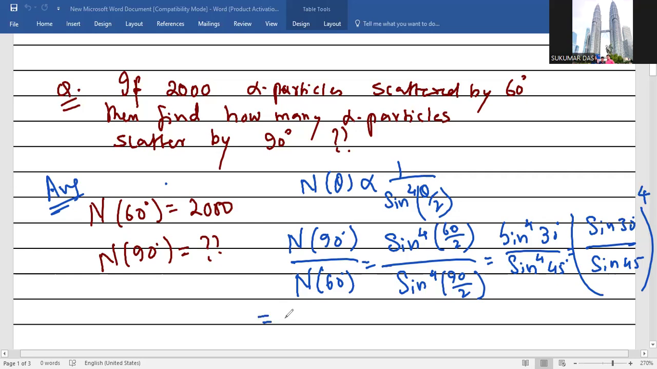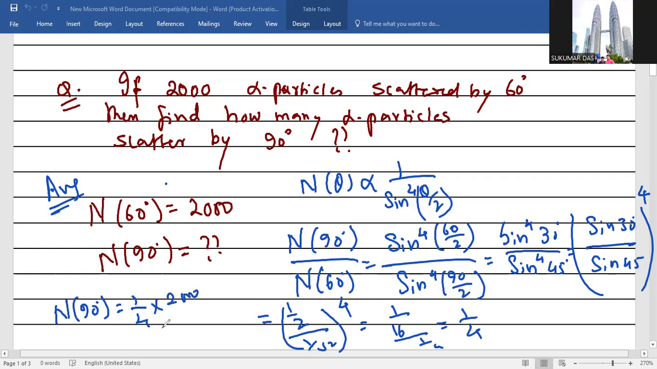What is sine 30? 1 by 2. What is sine 45? 1 by root 2. So it comes to 1 by 2 to the 4, that is 1 by 16, divided by 1 by root 2 to the power 4, which is 1 by 4. So our answer is N90 equals 1 over 4 into 2000. The answer is 500. So 500 alpha particles will scatter by 90 degree.